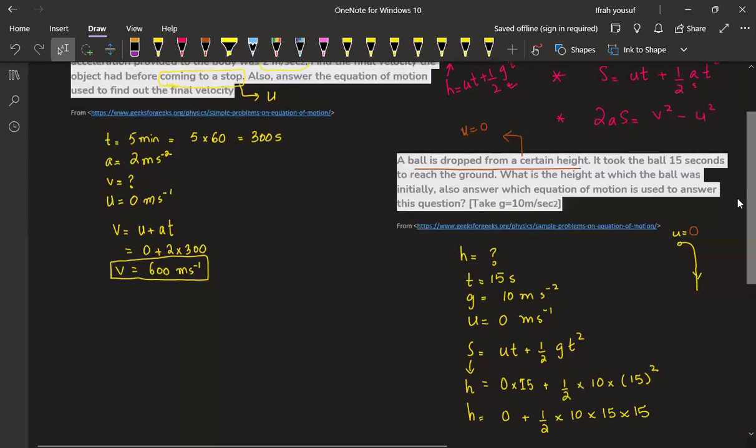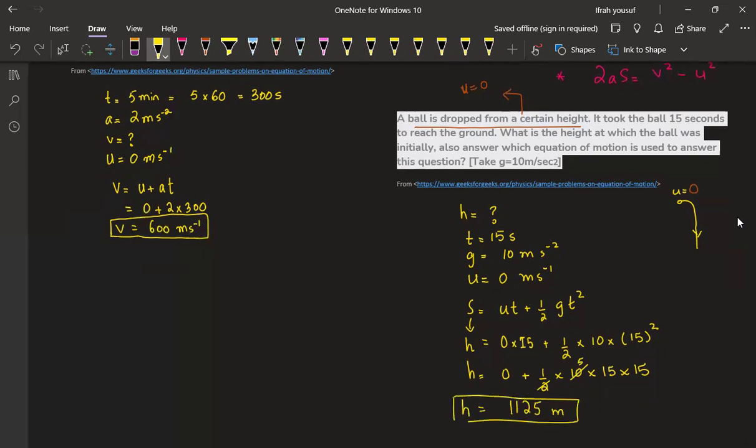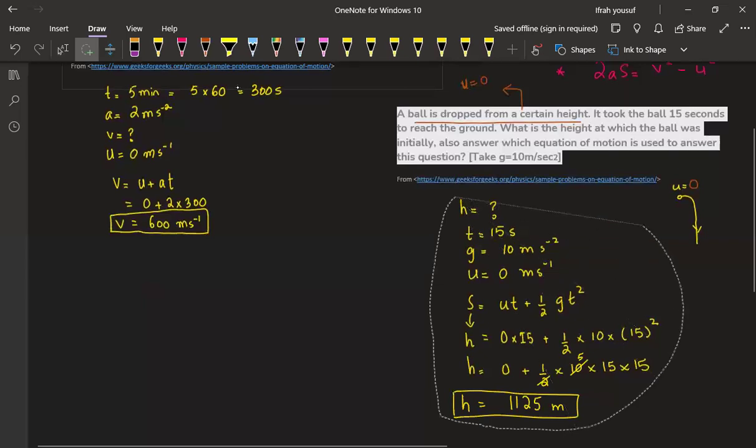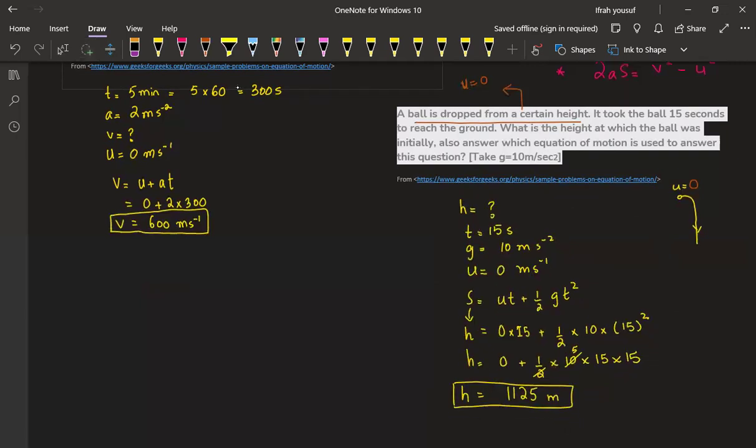So what should be the answer? That's going to be 2 and 5. So 15 times 15 is 225, multiplied by 5, so it's going to be around 1125 meters, right? Got it? So in this equation, you don't require the final velocity, right? If they ask us to find out the final velocity, with what velocity does the ball hit the ground, then we have to.